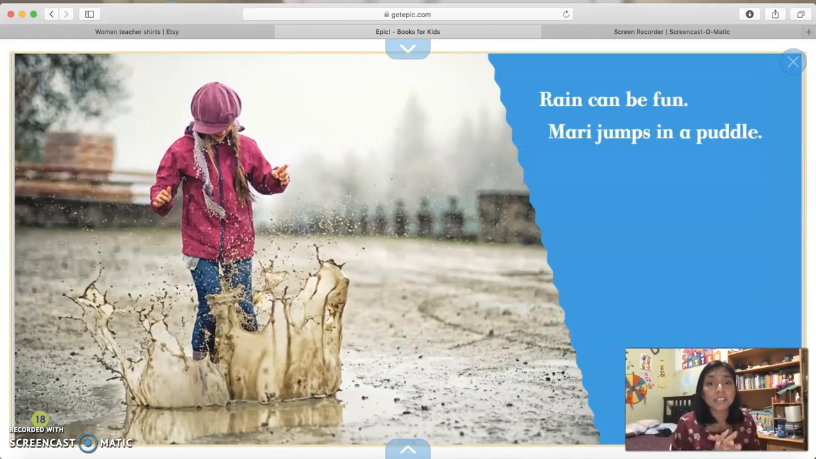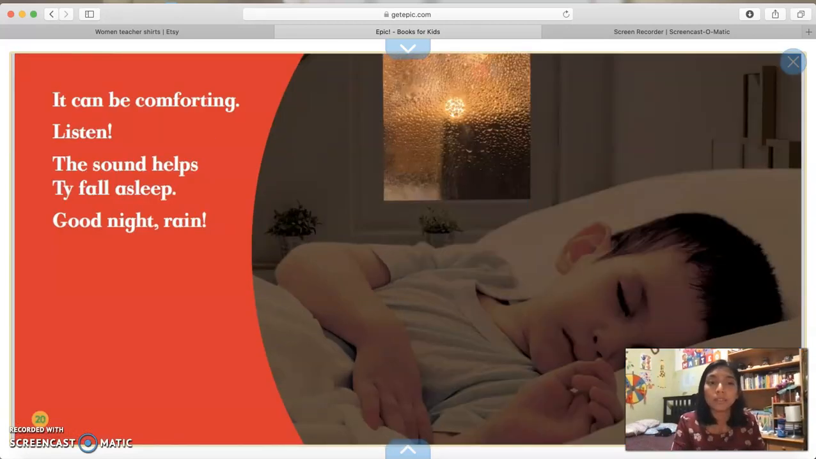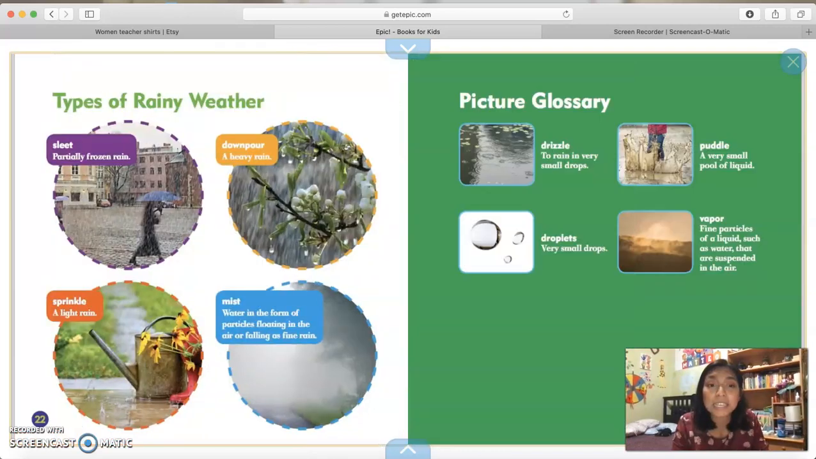Rain can be fun, and this little girl, Marie, is jumping into puddles, right? So she jumps in a puddle. And guess what? Sometimes while we're sleeping, it's actually raining, right? Because it rains at night times too. And the sound of rain can be very comforting, right? So listen. The sound helps Ty fall asleep. Good night, rain. And yes, it is very comforting. So if you happen to be up in the nighttime and it's raining, it's very soothing. It can help you fall asleep, and it just sounds really nice. So that is the end of the book.